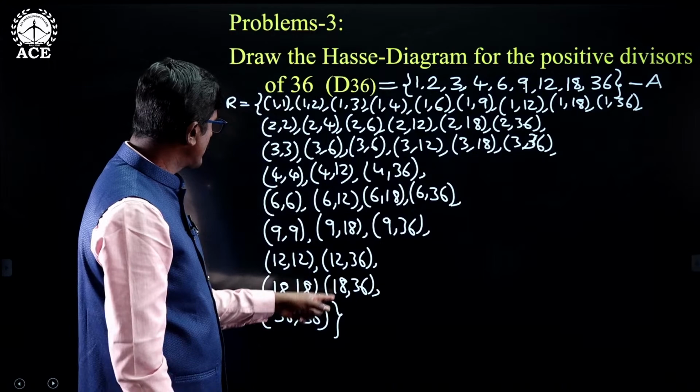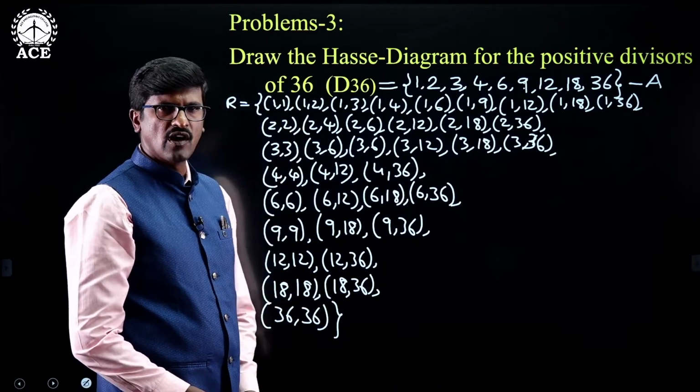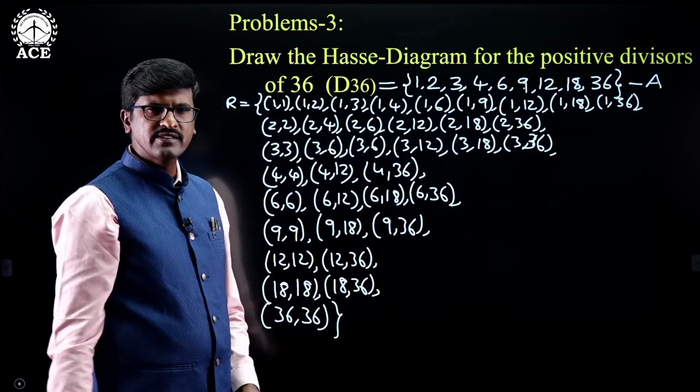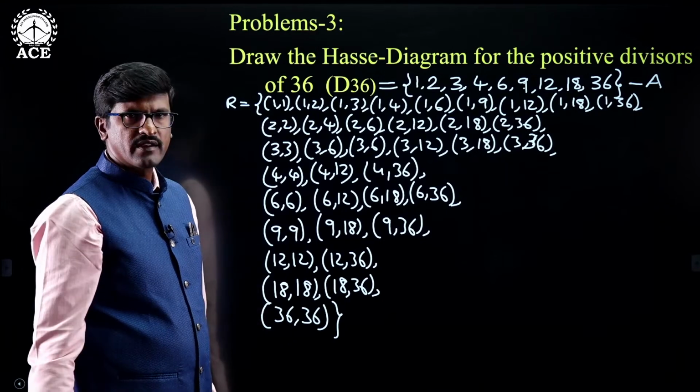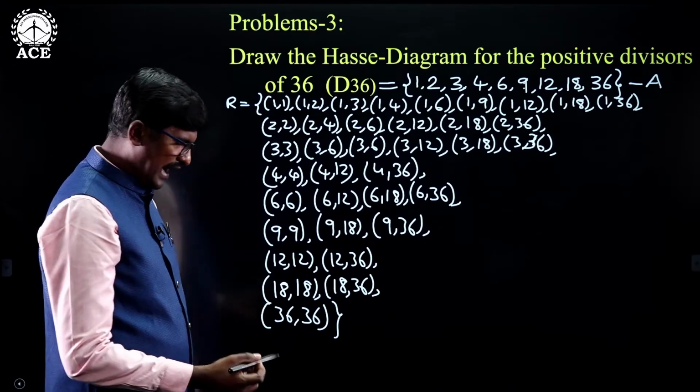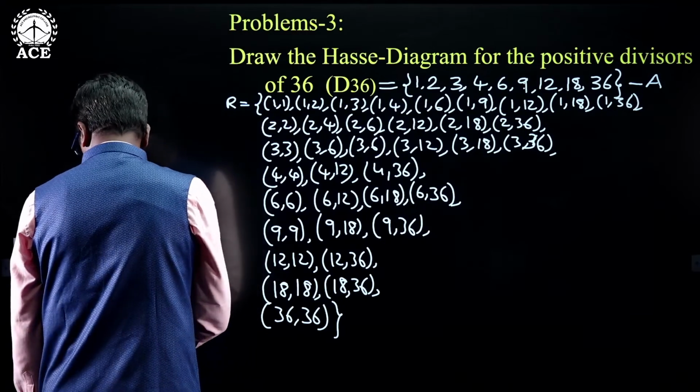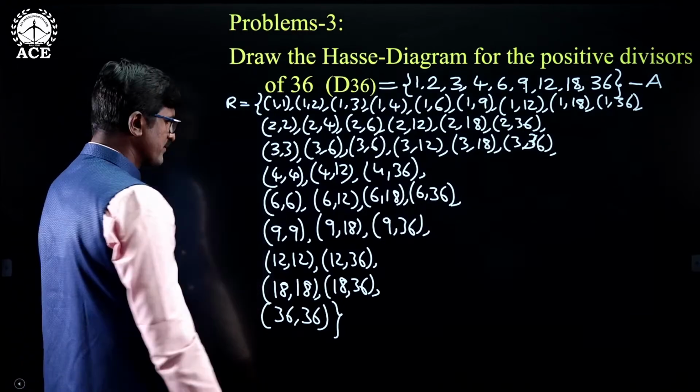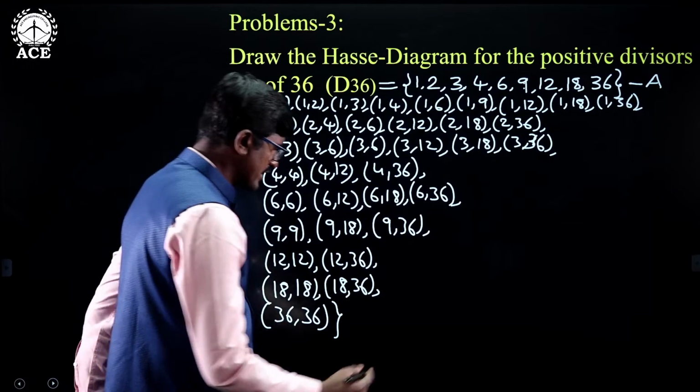These are all the ordered pairs which are there in the given relation R, and this relation satisfies reflexive property, antisymmetric property and transitive property. Therefore, this is a partial ordering relation. Now I am going to draw the Hasse diagram for it.